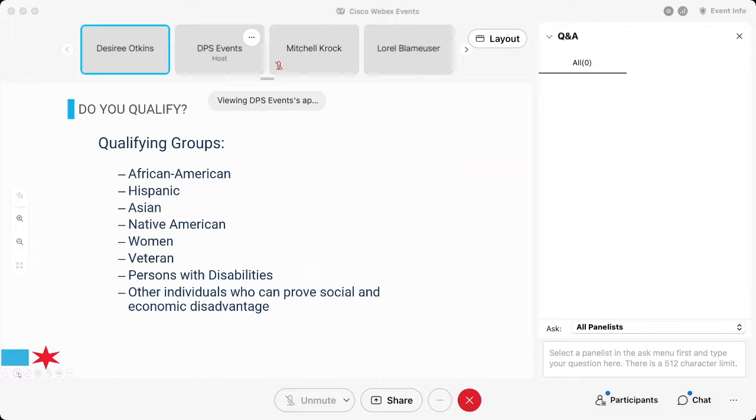Who qualifies for certification? What are the qualifying groups? Are you an African American owner, Hispanic, Asian, Native American, woman, veteran, person with a disability, or even an individual who can prove their socioeconomic disadvantage? That's one of the initial criteria for deciding, can I even participate within this program? Next slide.